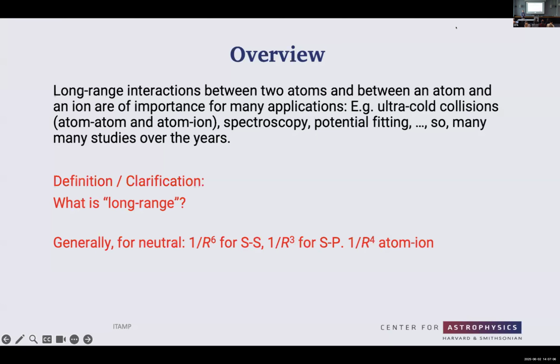So just to get it off my chest, maybe I should clarify what I mean by long-range, because it does vary by community. So here I'm just going to talk generally for neutral systems, 1/R^6, but I'm thinking long-range. For an S atom and a P atom, 1/R^3, electric dipole interaction wise. And then for an atom and an ion, 1/R^4 interaction. Some people call them induction interactions. So that's the big picture of what I'm thinking long range, and hopefully we're on the same page.